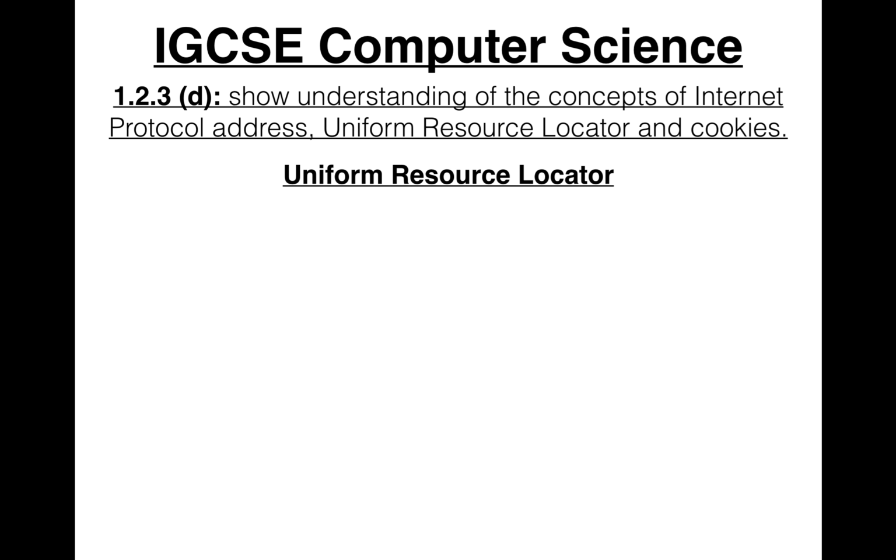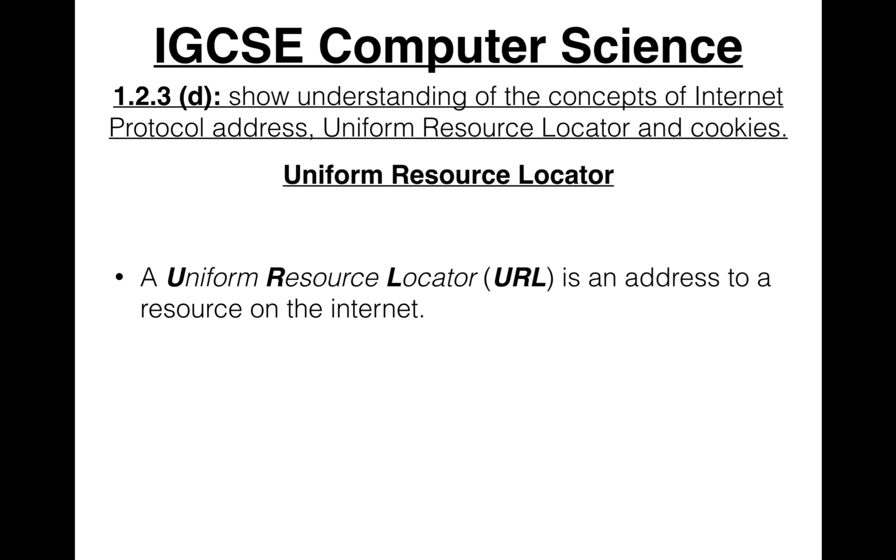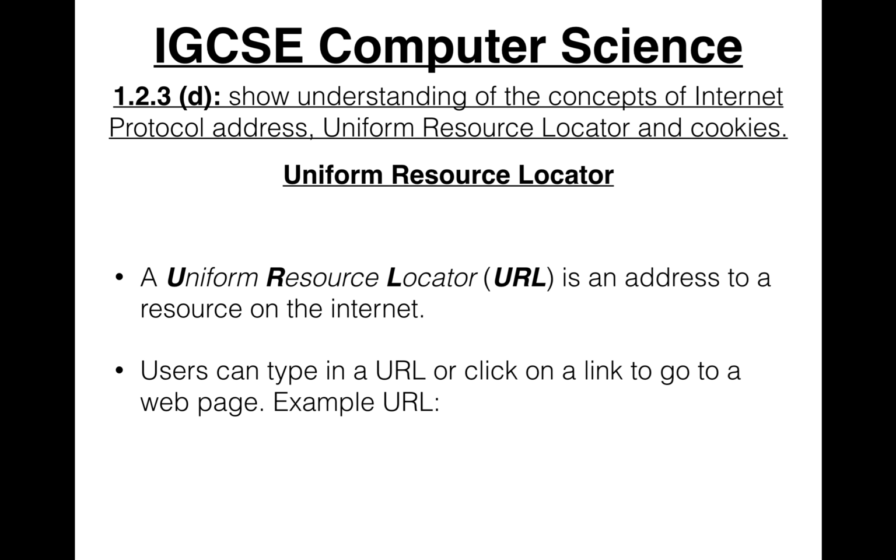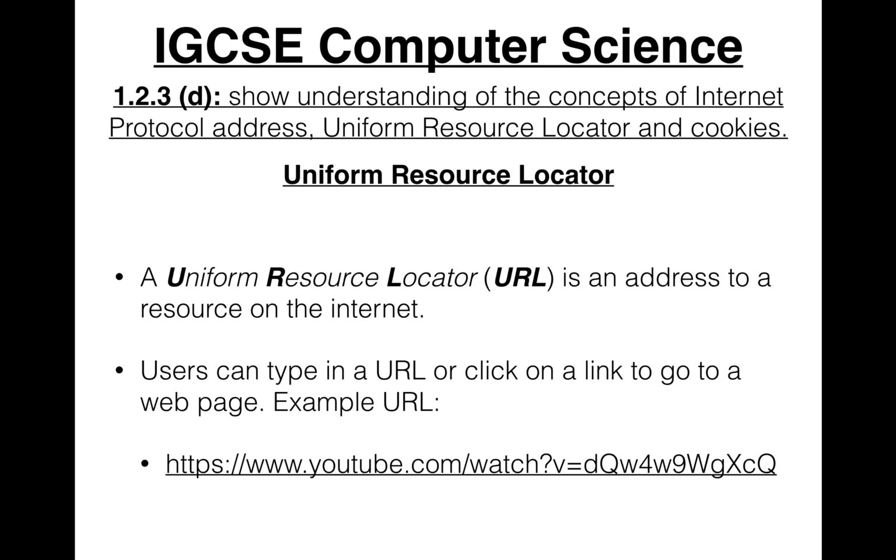Then we get Uniform Resource Locator. A URL is an address to a resource on the internet. Users can type this in or click on a link, like Google, to go to a web page. For example, this is a URL. I'm not going to tell you what video this is from YouTube. You're just going to have to find that out yourself.